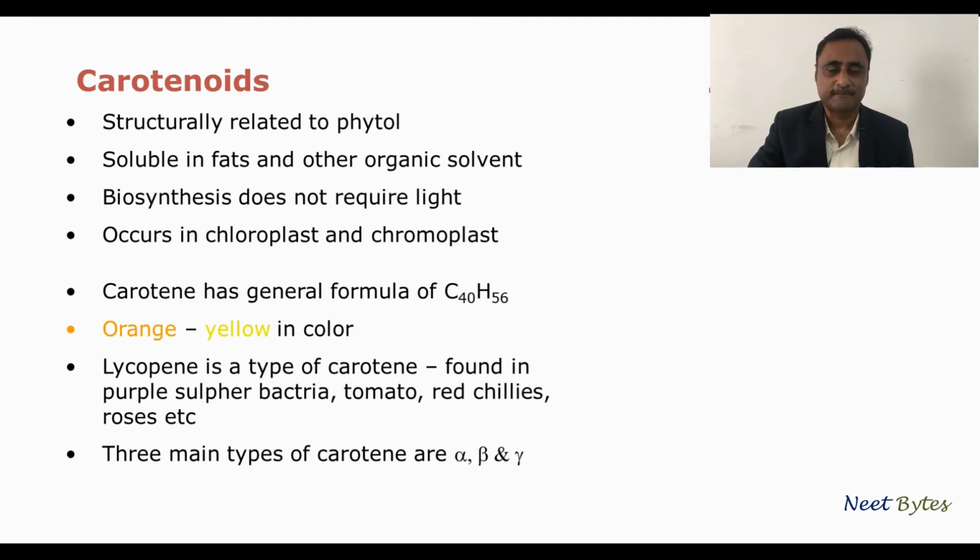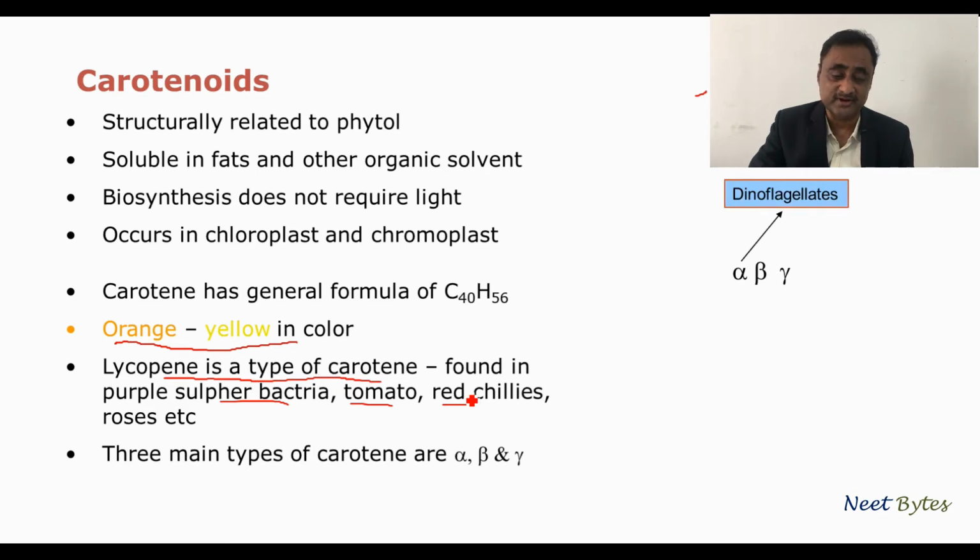Okay. Now let's talk about the carotenoids. Now what are carotenoids? They are also fat soluble, right? Structurally related to phytol, and their biosynthesis doesn't require light, as I already told you. They occur in chloroplasts and chromoplasts, and the molecular formula is C40H56. These are orange-yellow in color, right? There are different types of carotenes. For instance, lycopene is a type of carotene that is found in purple sulfur bacteria and tomatoes, and the redness of the red chili is due to carotene itself.